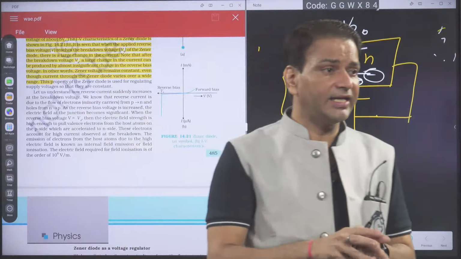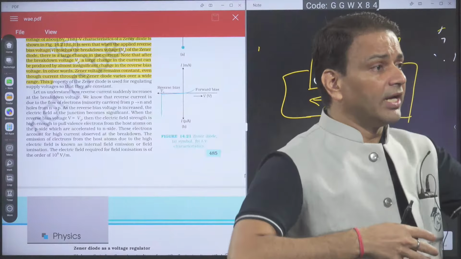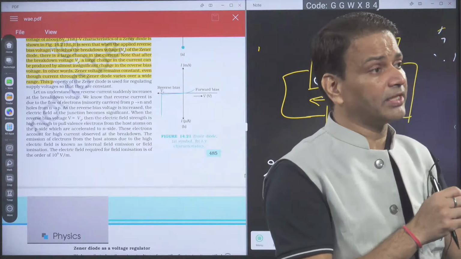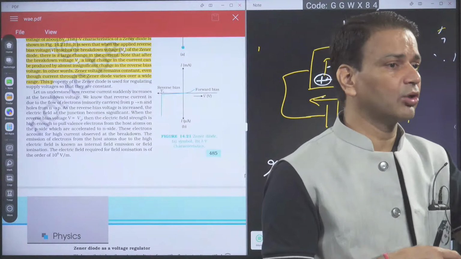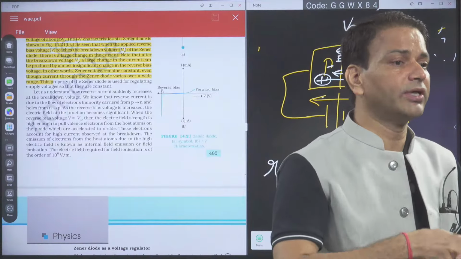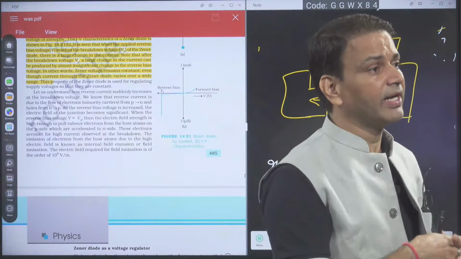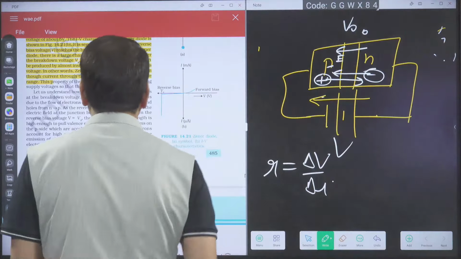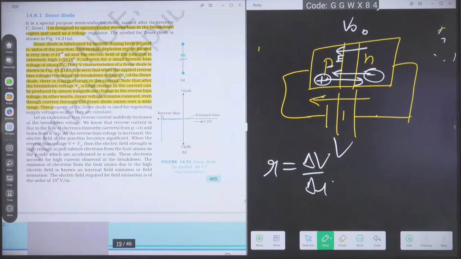So what is a Zener diode? It is a highly doped semiconductor that is operated in the reverse bias. In the reverse bias, when the breakdown occurs, the diode can have a large range of current, but the potential across the diode will not change. That's why we use the Zener diode as a voltage regulator. But breakdown we always get in the reverse bias. That's why the Zener diode is always connected in the reverse bias. So it is operating in the breakdown region.